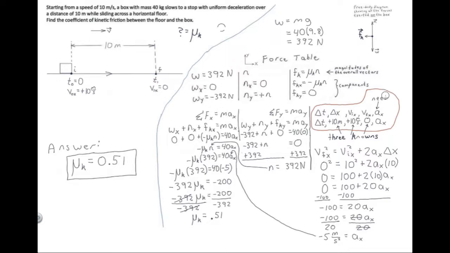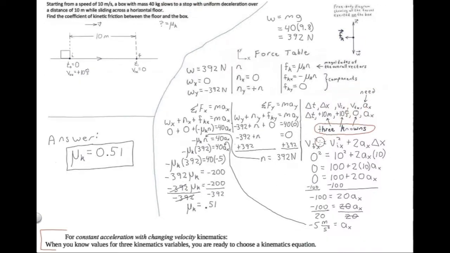Notice that on this problem, it was helpful to make a note of which variable from the kinematics setup we need to figure out. We need a sub x, so we can substitute that into the Newton's second law x equation. The problem tells us that the box is slowing to a stop, and that gave us the crucial number 0 to substitute for v final x.